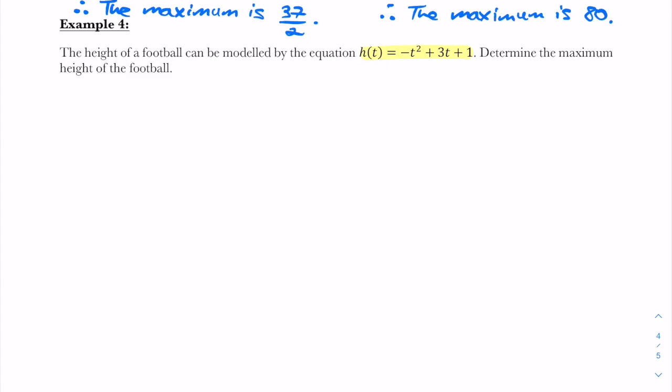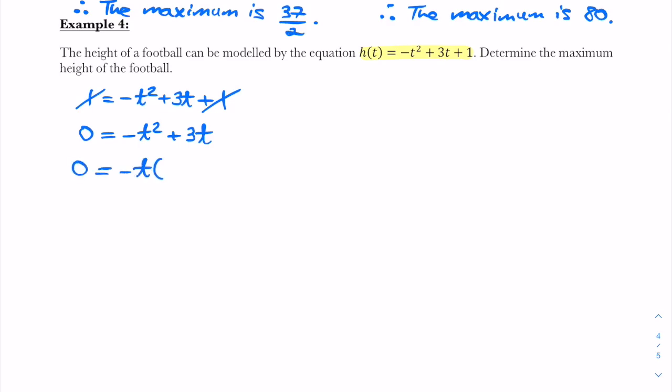In this example, I'm going to use partial factoring. So I'm going to substitute 1 for h of t, as shown here. The 1 on both sides of the equation cancel out, leaving us with a much simpler quadratic equation. On the right side of the equation, I'll factor out a greatest common factor of negative t. That leaves us with t minus 3 in brackets.